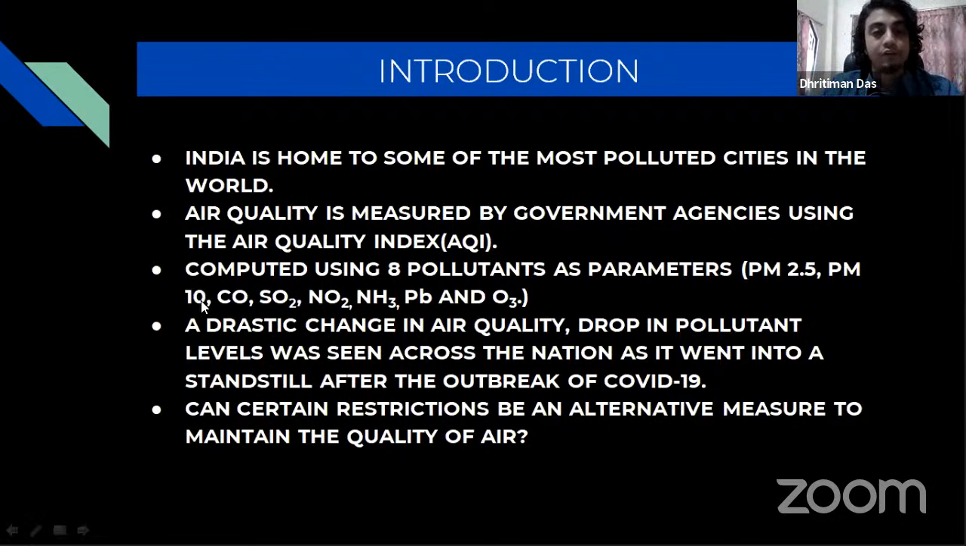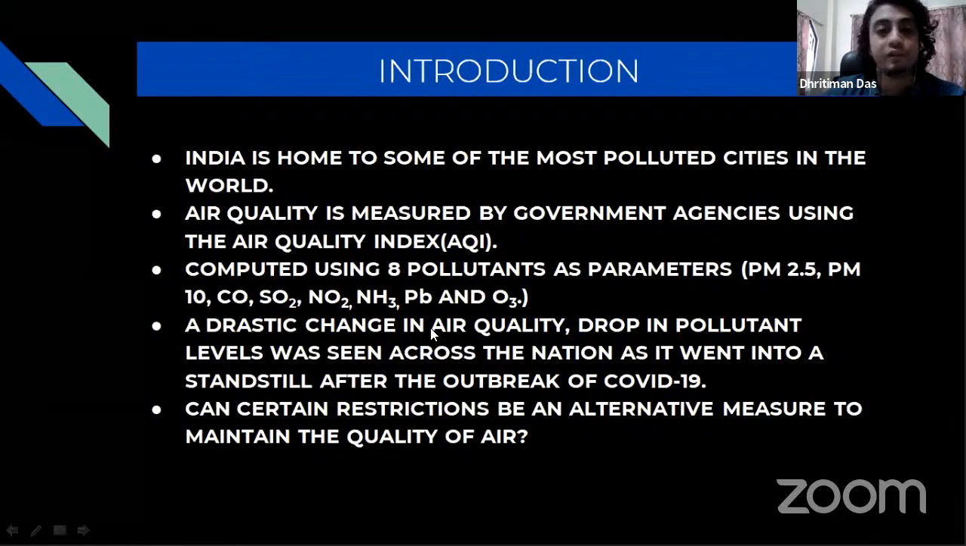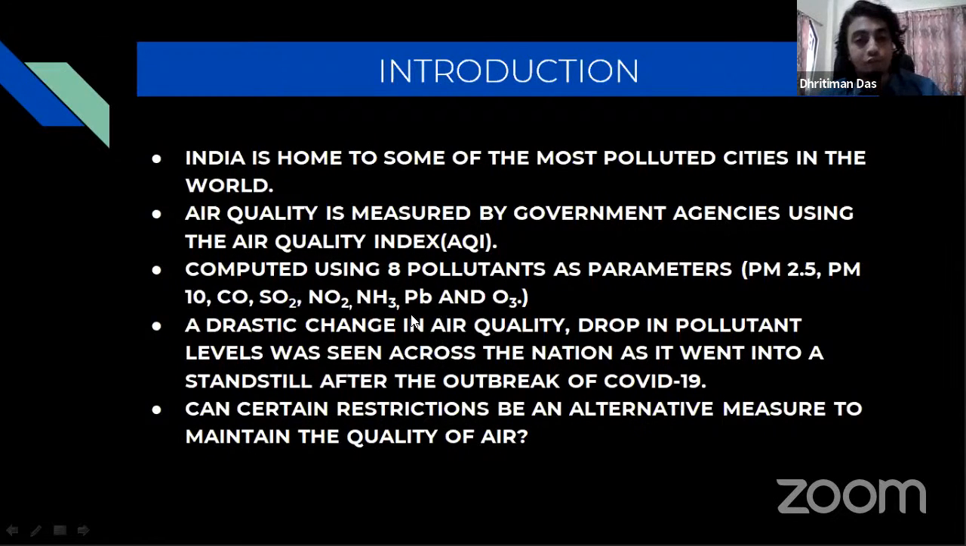The values 2.5 and 10 denote the size of the particles in micrometers. Then we have carbon monoxide, sulfur dioxide, nitrogen dioxide, ammonia, lead, and ozone. The ground level ozone is a byproduct of sulfur, nitrogen oxides, and volatile organic compounds. The sources of most of these pollutants are power plants, different industries, construction sites, transportation, the emission of vehicles, and burning of fossil fuels.